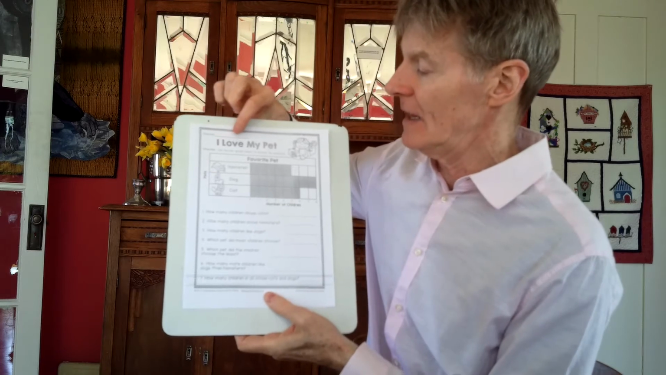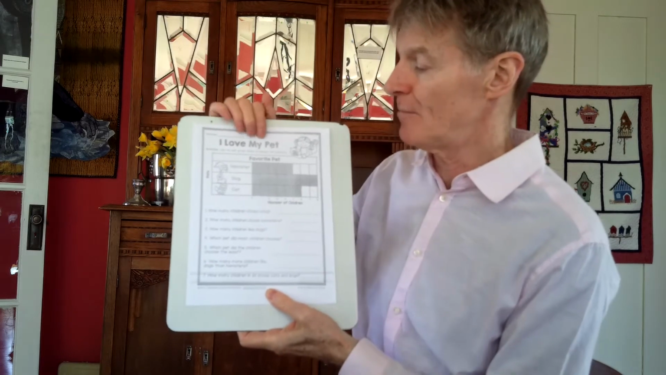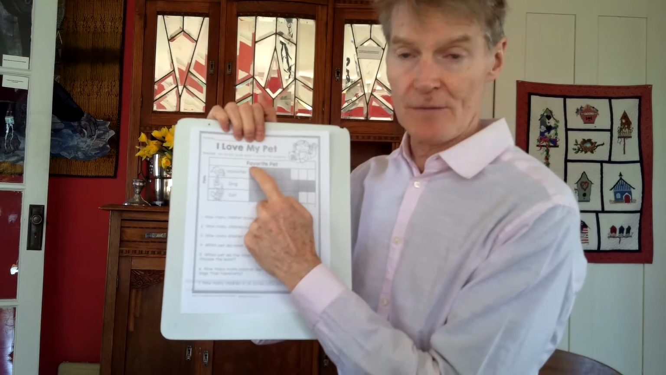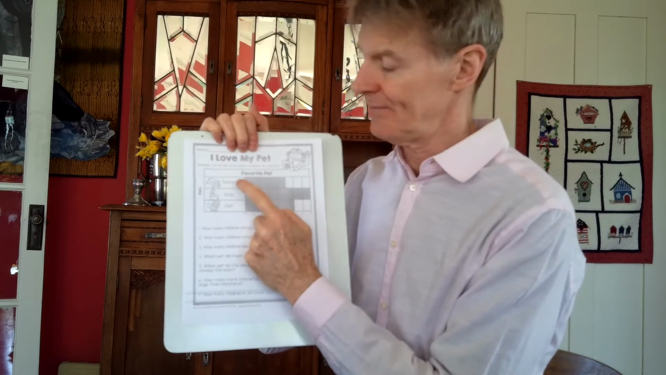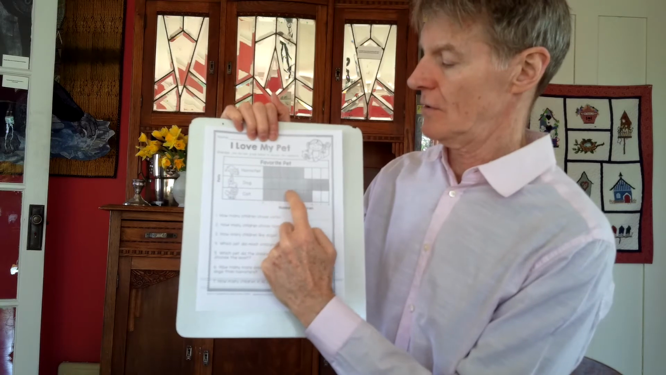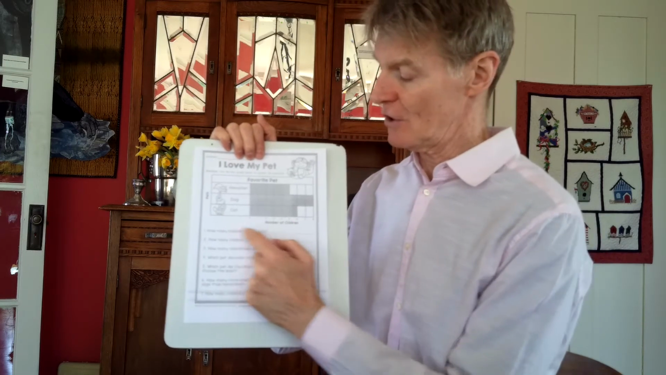This graph is, I love my pet. And people were asked, what's their favorite pet? Hamster, dog, or cat? Count them up because you know you'll need that later. And then first question, how many children chose cats? And you count, or you can look at the bottom and find the numbers that tell you, and then write that number on the line, right after the question. And there's 7 questions. You can do them at the same time, or you can do a little bit each over some time during the day.